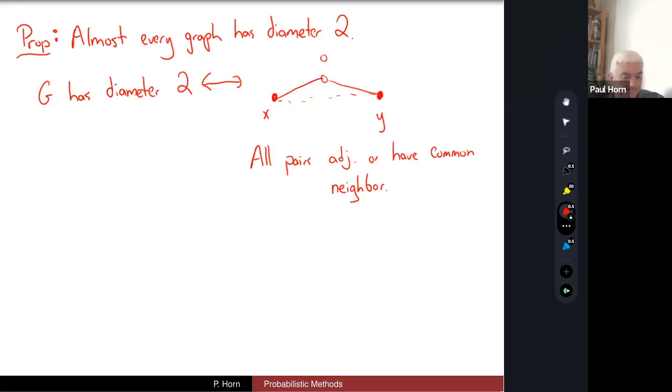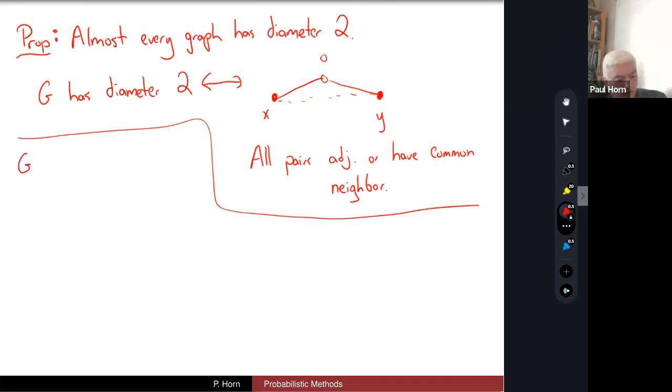So suppose I live in the world of G(n, 1/2). So I'm going to flip a coin, a fair coin, for every edge, and I either take it or not. Remember that this is a uniform distribution on graphs.